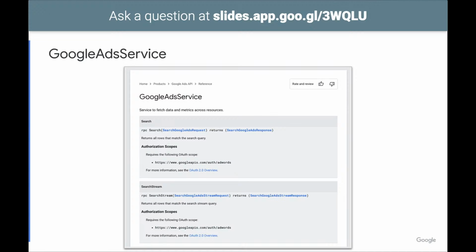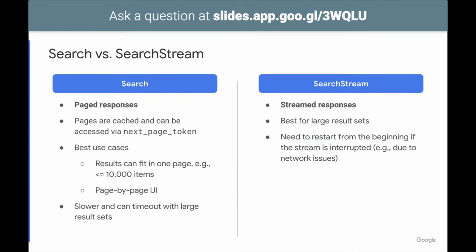They're both very similar in that you pass a request object into each one, and as a result, you get your response containing the reporting information that you requested. Now, the difference, as you could have guessed, is that search returns page responses. Pages are cached and can be accessed via a next page token.